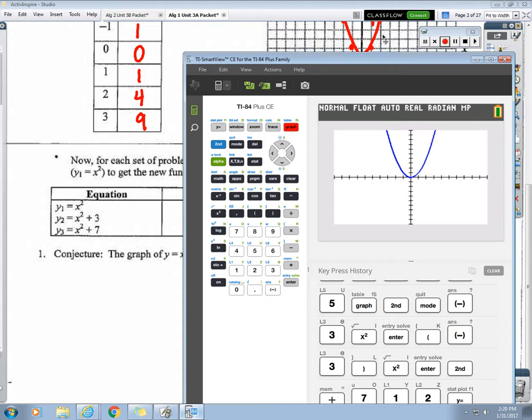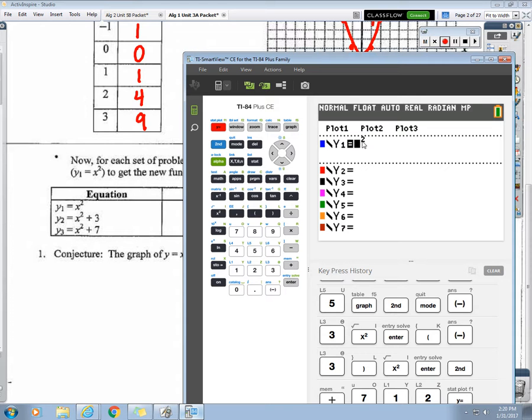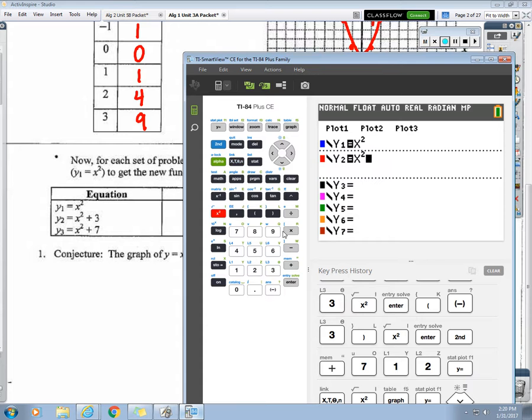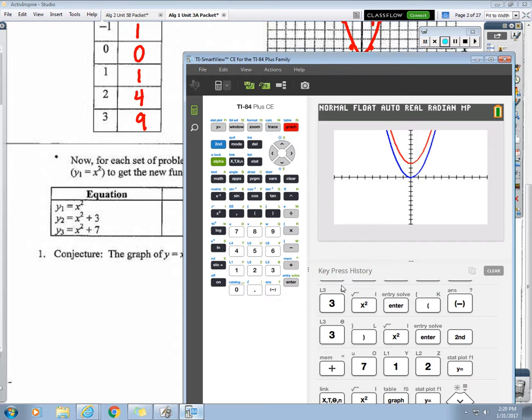Okay, now let's type in the next one, x squared plus 3. So go to y equals, but leave that one in there because we're going to compare all of them to our original parent function. So go down to y2 and type in x squared plus 3. And now hit graph and see what that adding on the 3 did to the graph. What did it do to it? It raised it 3 units.